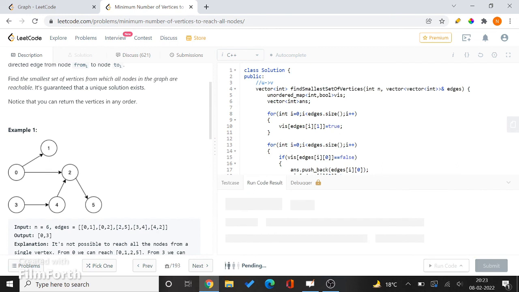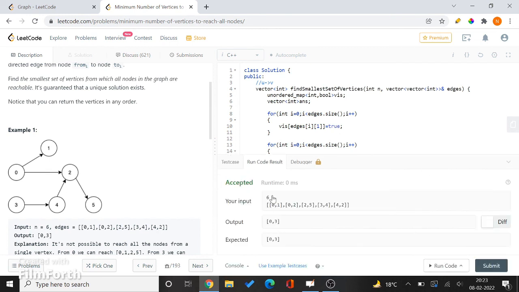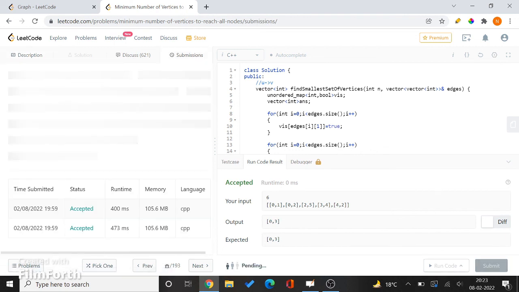Let's see by running it. You can see it has passed. Now let's try submitting it.